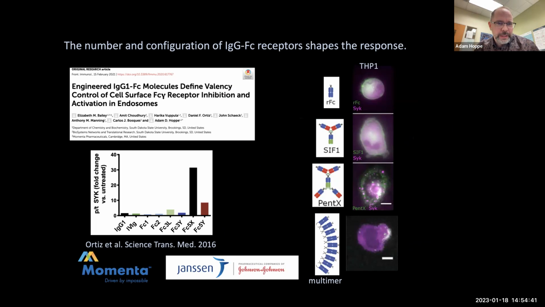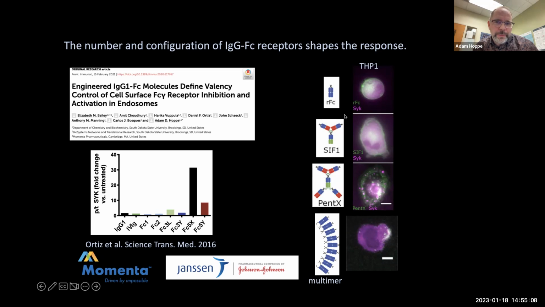And I'm just highlighting some work in collaboration with Momenta, which is now part of Johnson & Johnson, and their work on developing this molecule right here called CYF1, which is an Fc receptor inhibitor. And I want to use this work because it highlights much of what I said regarding valency and activation of Fc receptors.